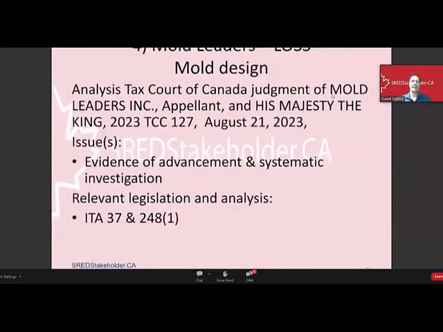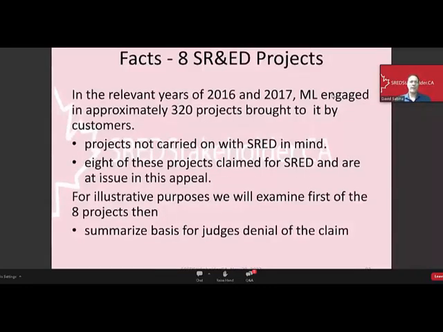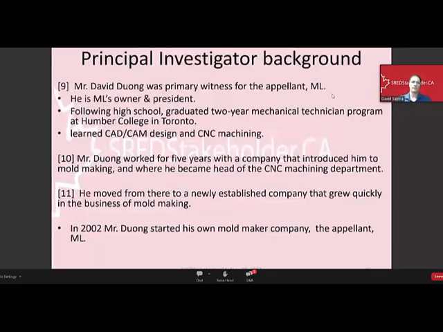Okay, next case, Mold Leaders. So the facts of this case is that it dealt with 2 taxation years, 2016 and 2017. During that period, Mold Leaders was engaged in, we're told, approximately 320 projects, of which 8 were claimed as SR&ED, and the balance were seen as routine or normal business. Out of those 8, we're just going to look at one of those projects because the theme of it is relatively the same throughout.